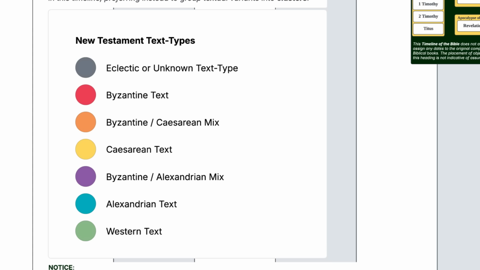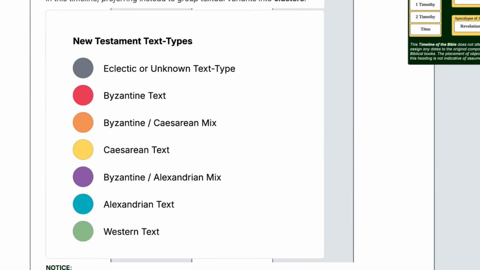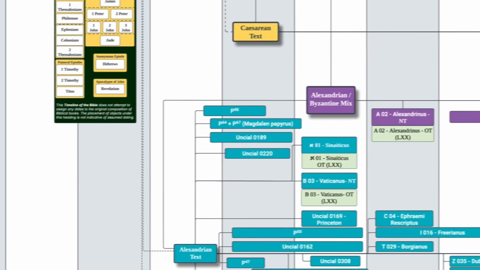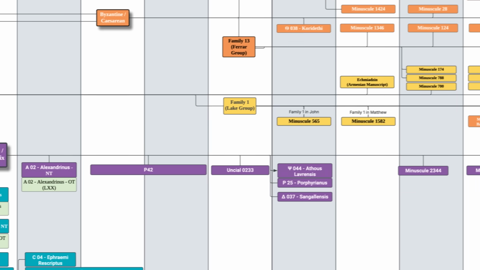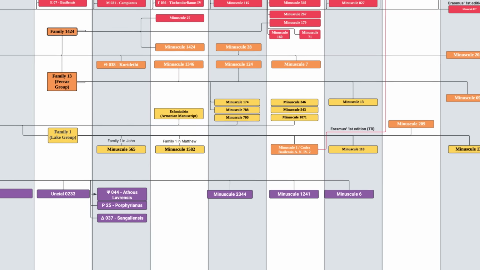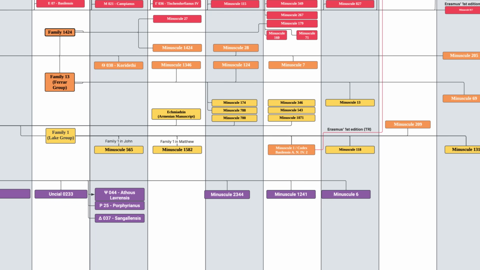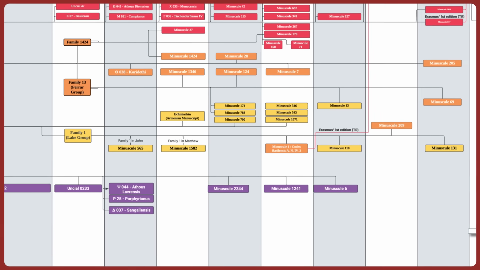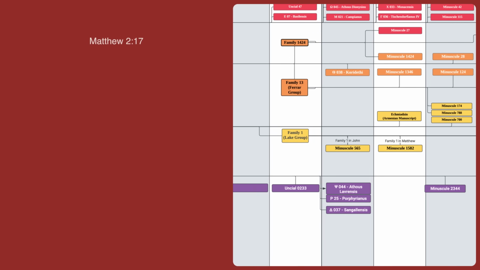Anyhow, it's the so-called Caesarean text type, named after the city of Caesarea near Jerusalem, and it is shown on this chart in yellow as well as in orange in cases where it is mixed with the Byzantine type. Now, so far, I haven't actually given you any examples of any of the differences found between the three main text types. Like I say, most of the differences are quite minor, often just word order or spelling that's only visible in the Greek. For example, take Matthew chapter 2, verse 17.